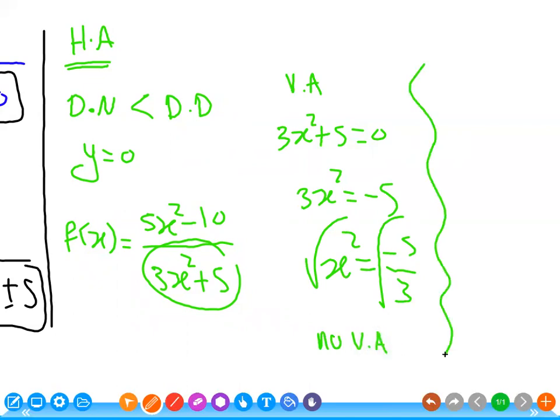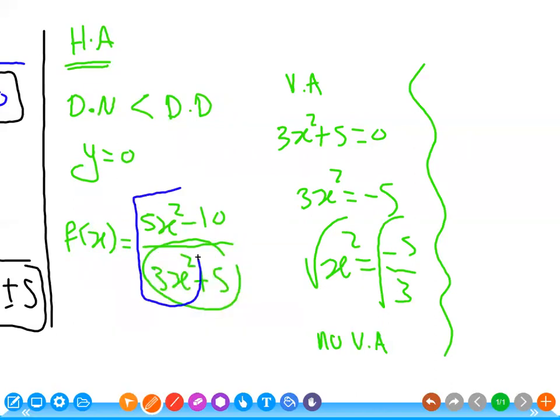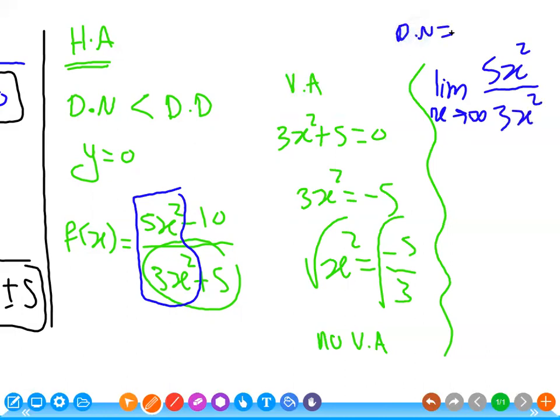Now we go for the horizontal asymptote. You are going to compare only the degrees. The numerator and denominator have the same degree. So we have the limit as x approaches infinity. You take the highest degree over the highest degree in the denominator. You will have 5x squared over 3x squared. As we said, the degree of the numerator is equal to the degree of the denominator, so you just simplify. Then you have a horizontal asymptote at y equals 5 over 3. Now, this is everything regarding locating horizontal and vertical asymptotes.